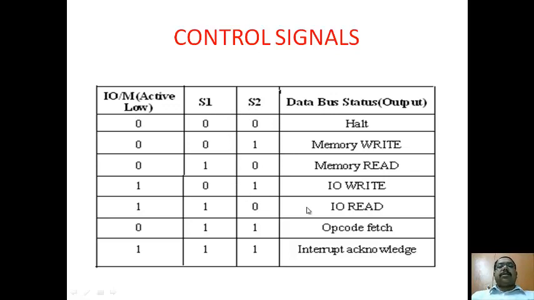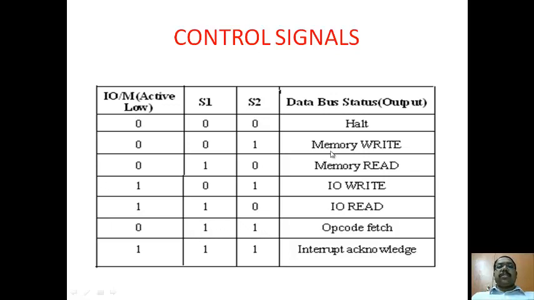Now let us see opcode fetch. For opcode fetch, the opcode is fetched from memory. Obviously, if it is from input output, then it will be 1, or if it is from M, it will be 0. This M is active low, whereas input output is 1. So for an opcode fetch, this is 0, whereas S1 and S0 signals are 1.